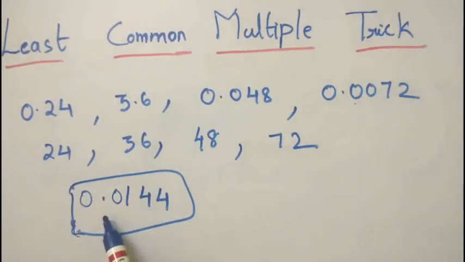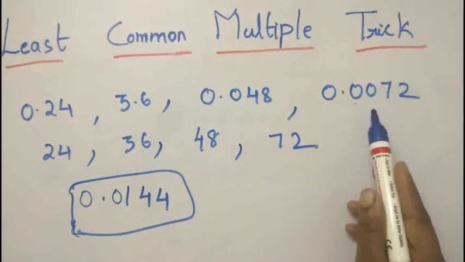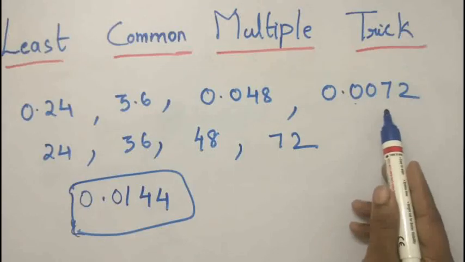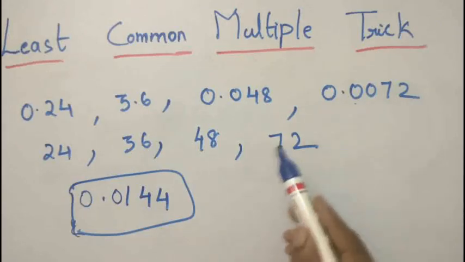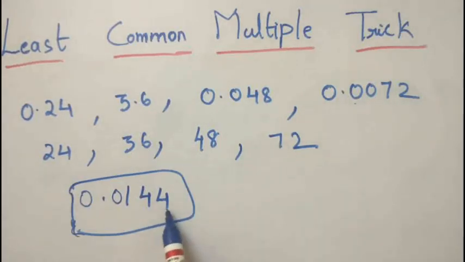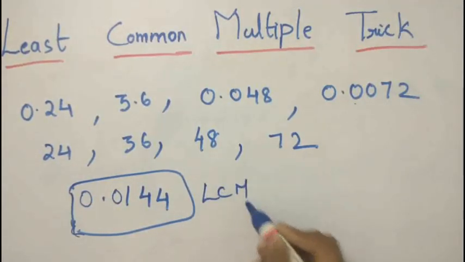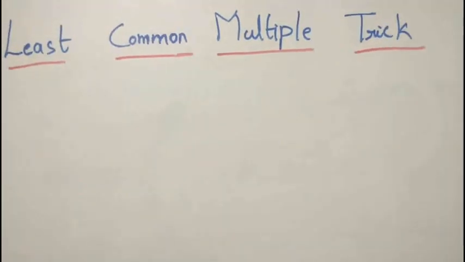Just check it out and keep a decimal point after the number of digits in the number which you have more. Here it is 4, so I just counted from the right-hand side 1, 2, 3, 4 and put a decimal point. 0.0144 is the answer for the LCM for the decimal numbers. Now let us see in case of fractions.